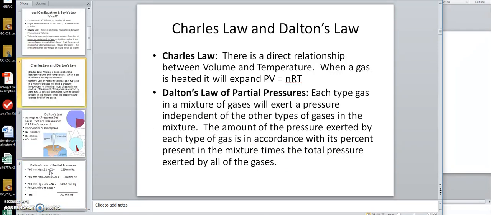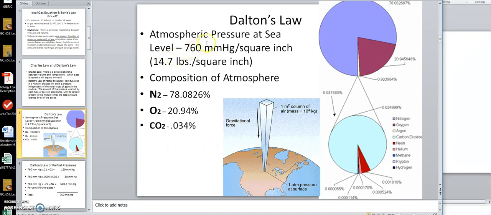So let's explain that. All right. Dalton's law. Let's say we have atmospheric pressure. At sea level, it's about 760 millimeters of mercury pressure. That's at sea level. That's the atmosphere pulling down because gravity is pulling it down. Or if we use pounds, 14.7 pounds per square inch. That's at sea level, not on a mountain and not in a valley.